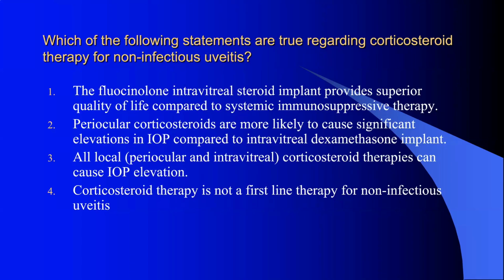The next polling question: which of the following statements are true regarding corticosteroid therapy for non-infectious uveitis? Number one, fluocinolone intravitreal steroid implant provides superior quality of life compared to systemic immunosuppressive therapy. This is for non-infectious uveitis. The second is periocular corticosteroids are more likely to cause significant intraocular pressure elevations compared to intravitreal dexamethasone implant. Number three, all local periocular or intravitreal corticosteroid therapies can cause IOP elevation. And finally, corticosteroid therapy is not the first-line therapy for non-infectious uveitis.